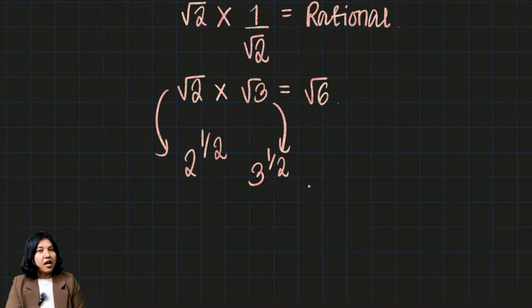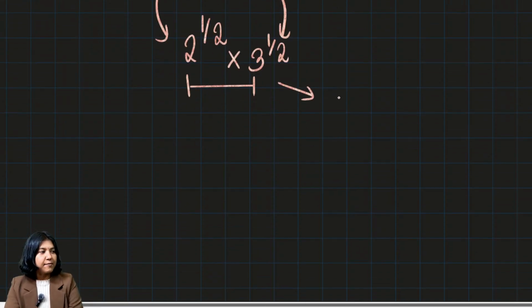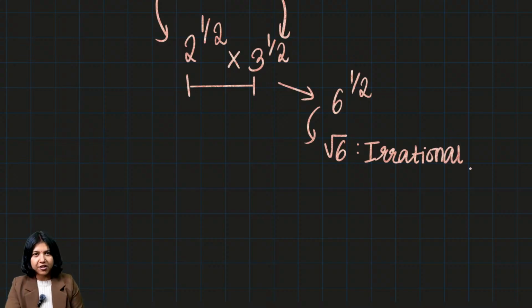So you must have studied this in exponents: when you have two numbers multiplying together such that their powers are the same, how do you deal with them? You can multiply the bases together and raise them to the same power. If you do that, it becomes 2 times 3, 6 to the power of half, which can be represented as root 6. Now this is irrational. So this is the reason why I'm saying it is possible that you multiply two irrationals and the result can be both rational or irrational.